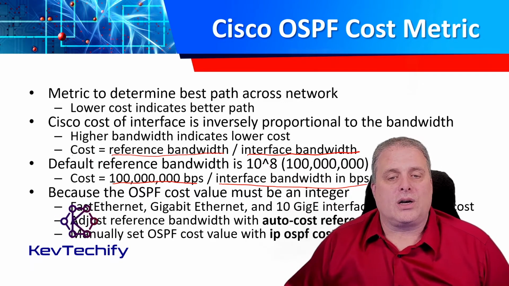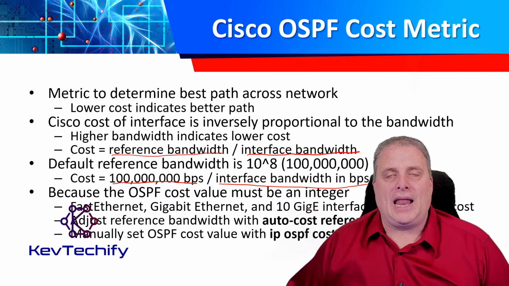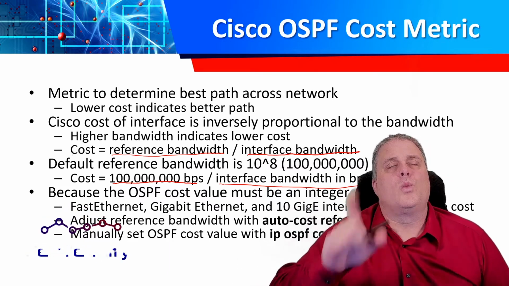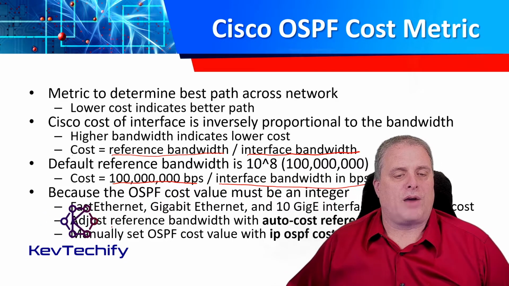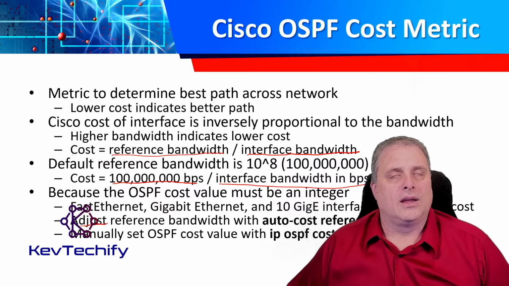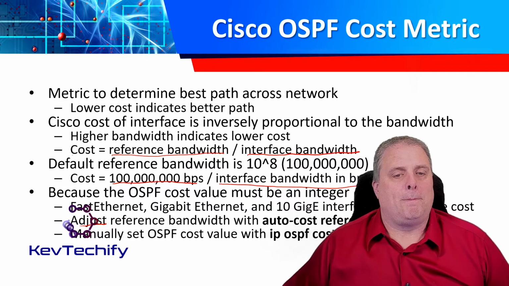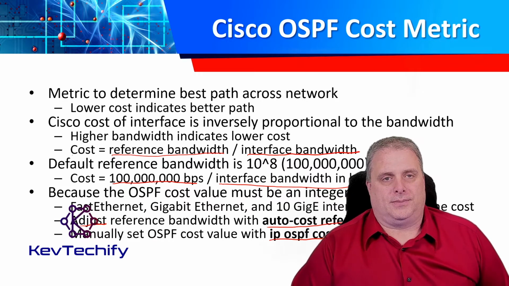Because the cost must be an integer, anything with Fast Ethernet, Gig Ethernet, or 10 gig are really fast connections. They're going to share the same cost. Their cost is going to be 1. Now, to give them different values, we have to adjust that reference bandwidth. We have to go away from our default reference bandwidth of 100 million bits per second, and give it something else. We do that with an auto-cost reference bandwidth. You can also manually set our IP OSPF cost.